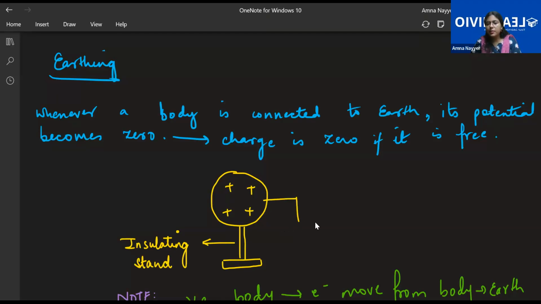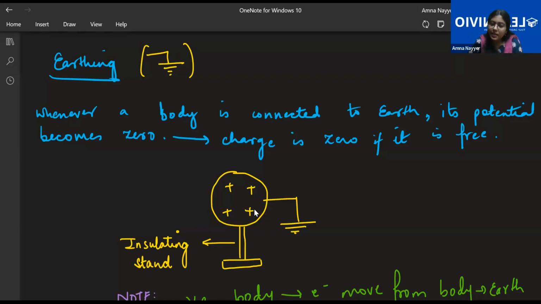You will see this symbol. In your regular circuits also, in your chapter 2 you have capacitors, there you will see it. In your chapter 3 you will have resistors, there you will see it. In your chapter 6 you have inductors, there you will see it. So this symbol is the representation of earthing. Earthing is represented by this symbol.